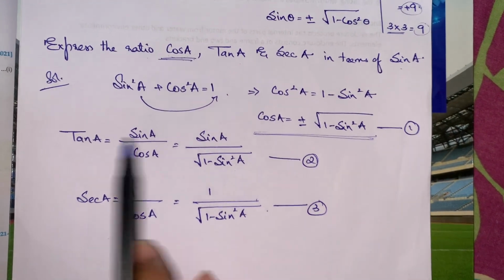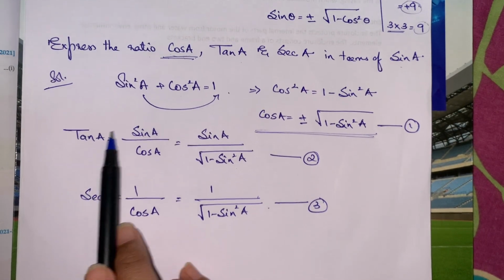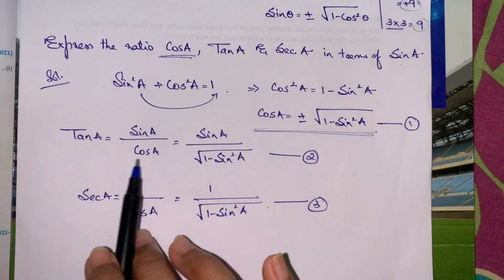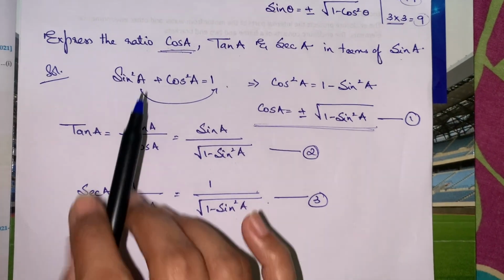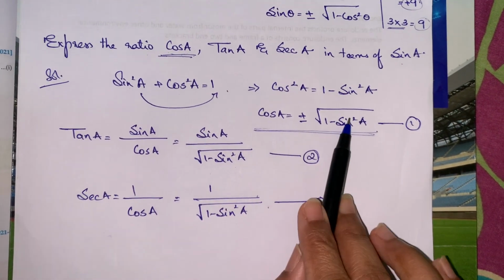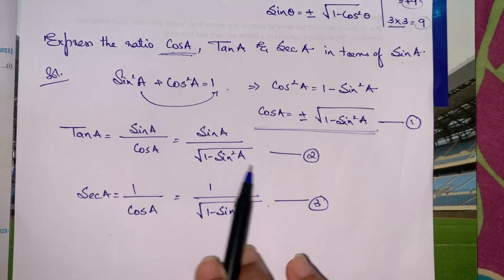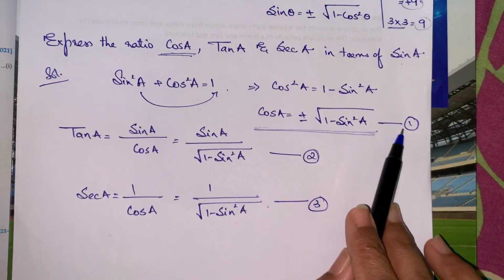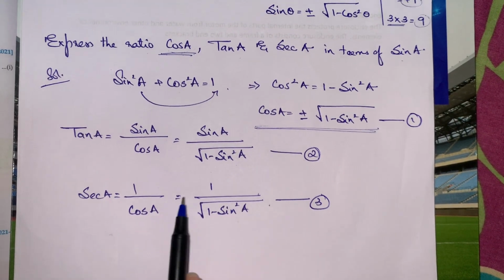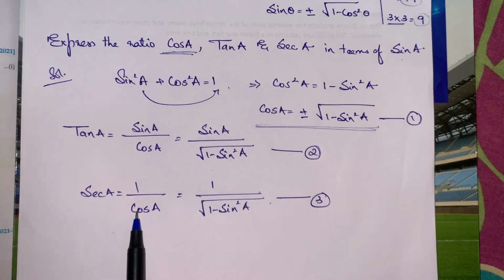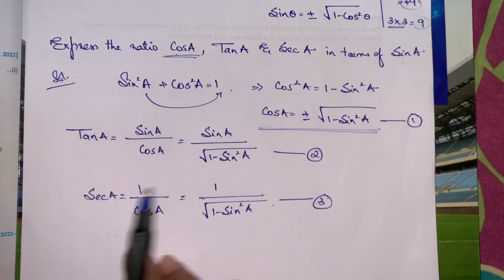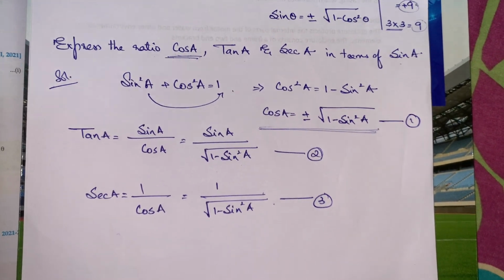Closing the answer here. Tan, how could I write? I know tan is sine divided by cos. So now for cos, I am not going to sit and do the same thing again from here and get the value of cos. यहाँ पे जो value है उसी को मैंने replace कर दिया. Cos की जगह पर I'm writing 1 minus sine square. Then secant A is taken as 1 by cos A, which is equal to 1 by, instead of cos A again, I'm writing this value in here. So these are the values that you get for this one. Let's move to the next question.